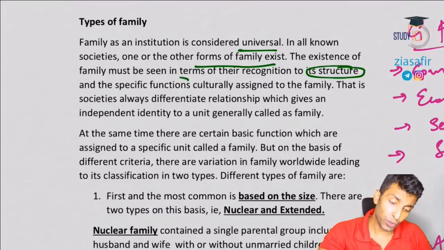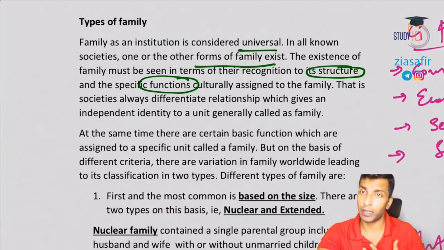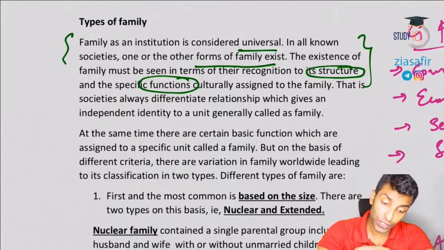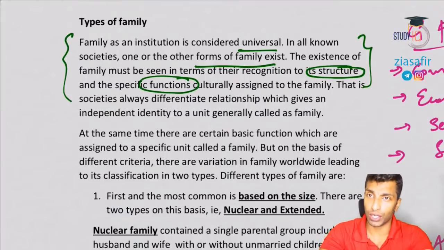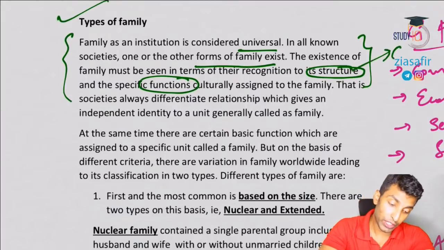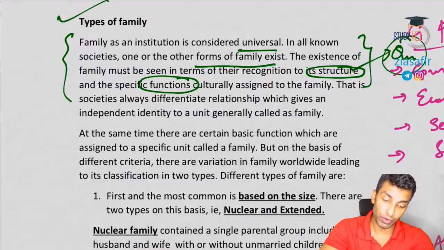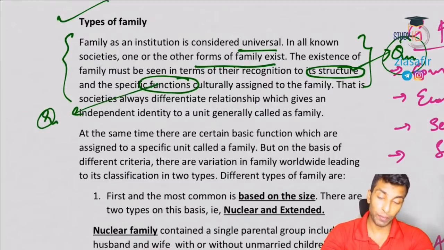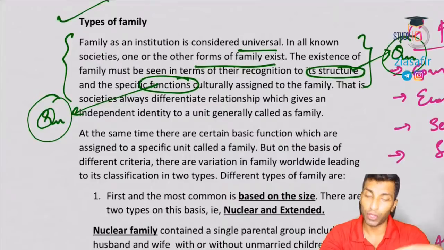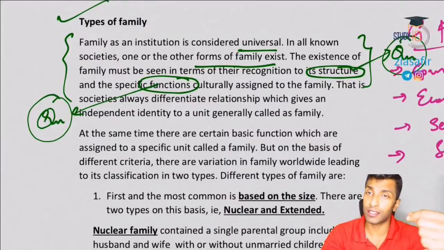Now these two lines you can just mug up. If the question is about types of family, if the question is about structure of family, or about function of family, you can just write this. Both will not be asked in a paper. So if you know this: family as an institution is considered universal.